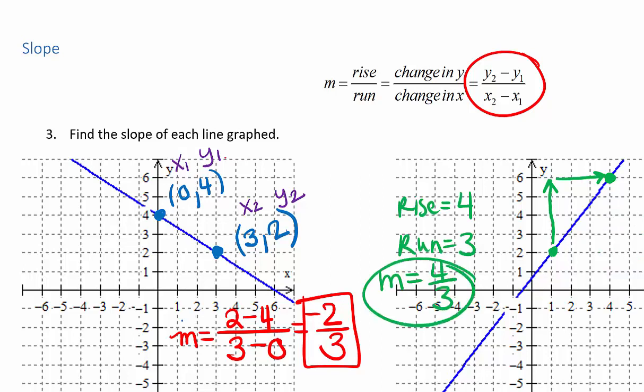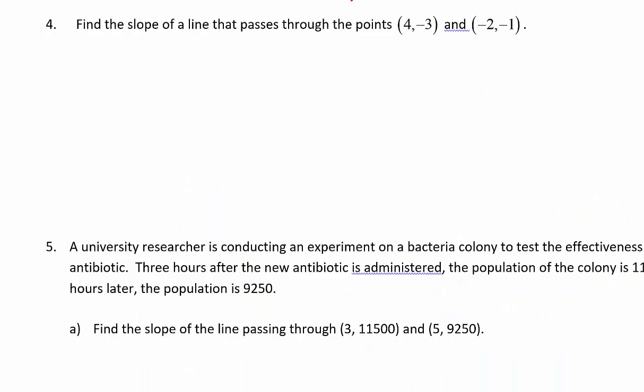Now, one thing to notice is the line on the left is decreasing or going down. It has a negative slope, whereas the line on the right is increasing or going up, and it has a positive slope. That is always true. Lines that are decreasing have negative slopes. Lines that are increasing have positive slopes. Now, because of that second formula, we can find the slope even if we don't have a graph, even if we don't have a picture.